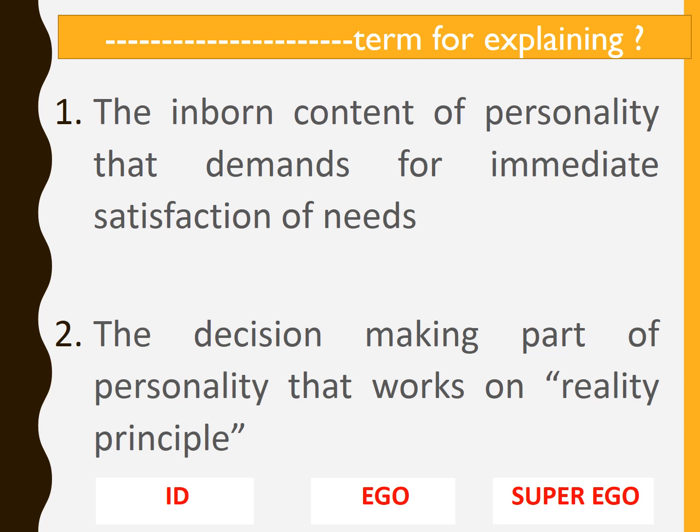Next, let us discuss some of the major questions that come from the subject of psychology. Imagine the question is: the inborn content of personality that demands immediate satisfaction of needs, and the options are id, ego, and superego. The answer is id. The decision making part of personality that works on the reality principle, and we have the options id, ego, and superego, and the answer is ego.